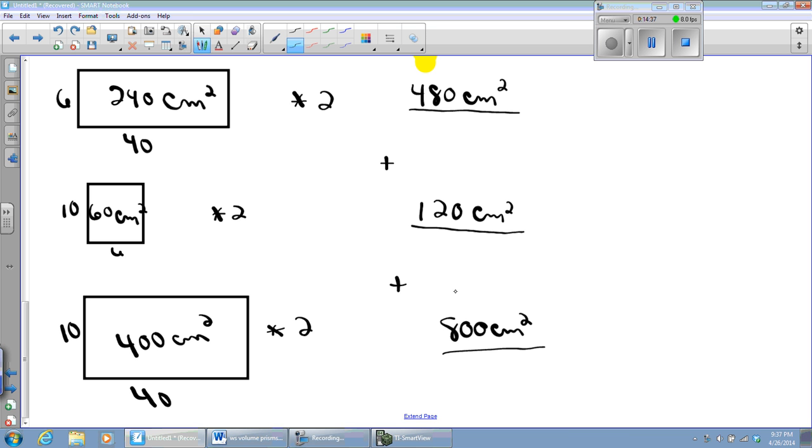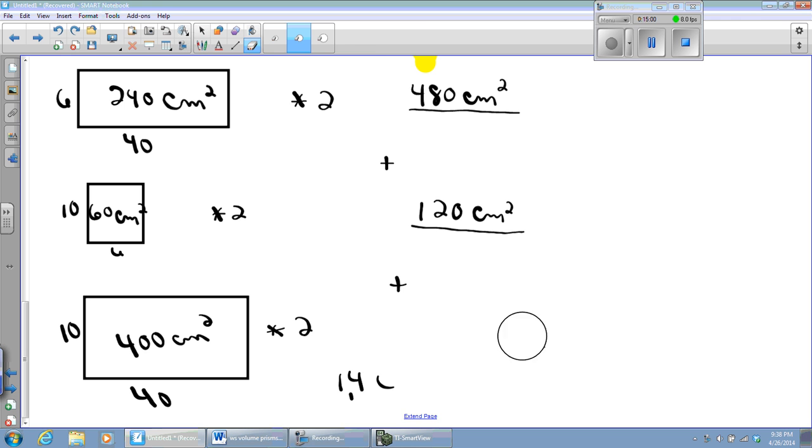Now, to get the true surface area, I have to add up all those areas. So let's see, it's going to end in 0. It's going to have another 0, going to carry the 1, 12, 13, 14. It looks like it's going to be 1,400 centimeters squared. And there you go. That is going to be the surface area of that rectangular prism.